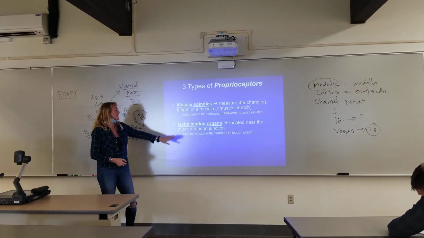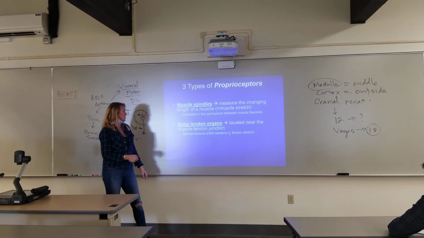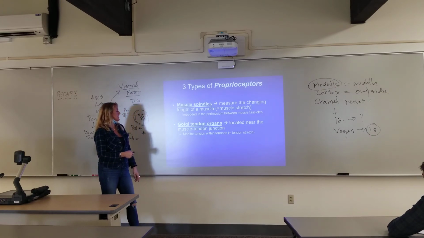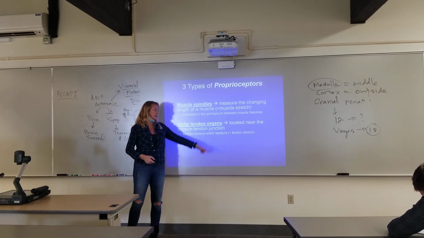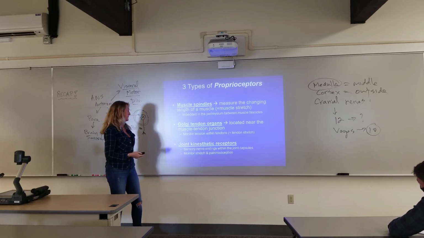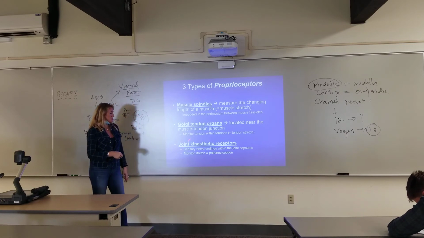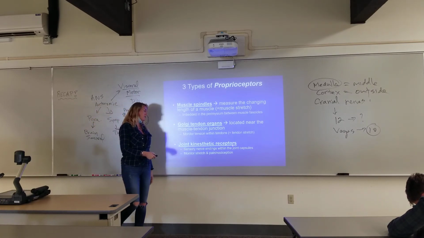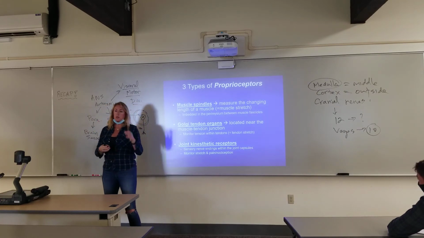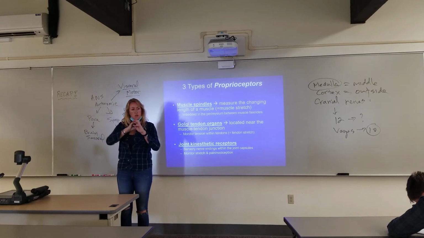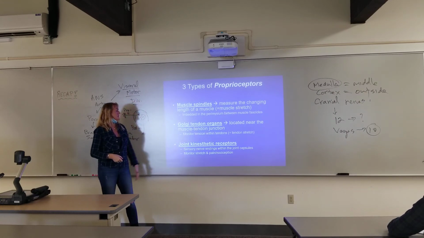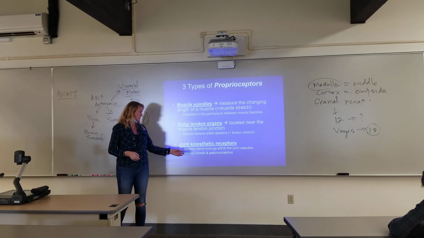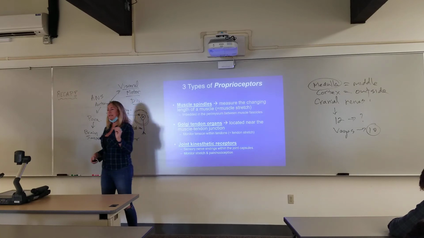We also have Golgi tendon organs. Those are located near the muscle tendon junction, right near the edge of the tendon, hence Golgi tendon organ. They monitor stretch or tension within the tendons, so how much the tendon is stretching. And then you have joint kinesthetic receptors, for movement of the joints. These are sensory nerve endings within the joint capsules. Remember your synovial joints have fibrous capsules and a synovial membrane lining inside. Inside the joint capsules you have these joint kinesthetic receptors, and they monitor stretch and also pain inside your synovial joints.